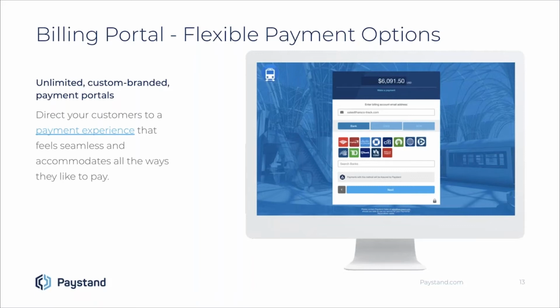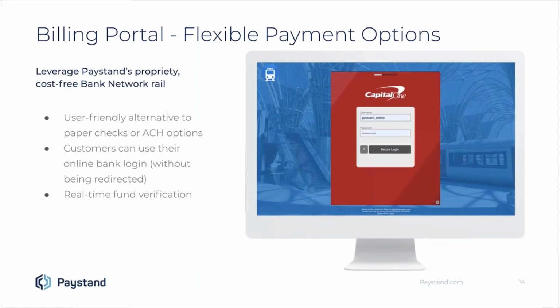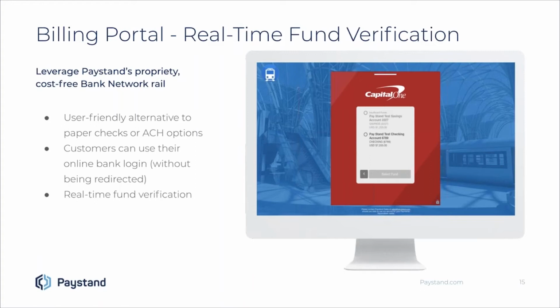What you see here is our Paystand specific bank network. So the users choose this. Okay, so they can log in directly using their online bank credentials. This is a much better option to ACH, especially because it provides real-time fund verification. Now, what that means is that the balance in your account is checked and it's ensured that there is enough money in there before the payment is actually made, which is different from what ACH does.